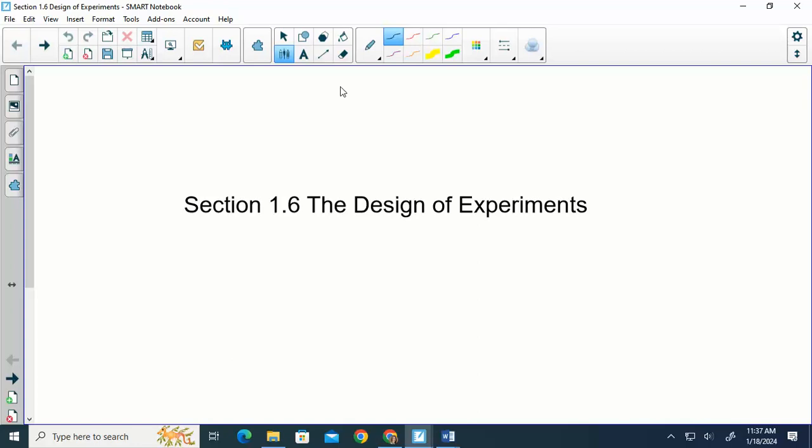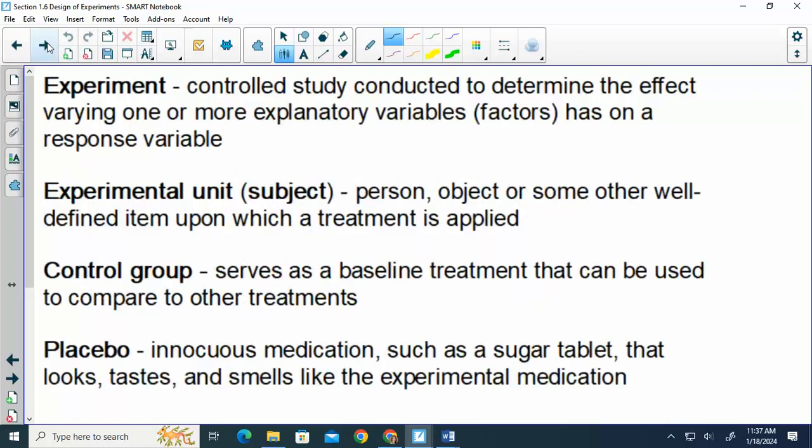Last thing we're going to talk about is the design of an experiment. I may skip a couple things in here. I just want to really talk about the different types of experiments that we might see. So when we are talking about an experiment, I know there's some vocab terms on your sheet.